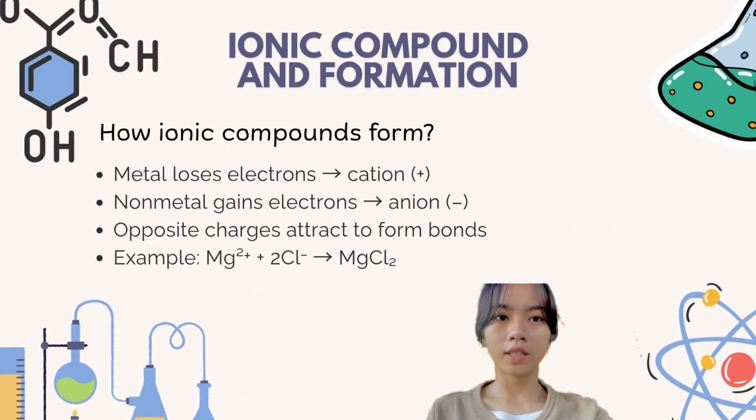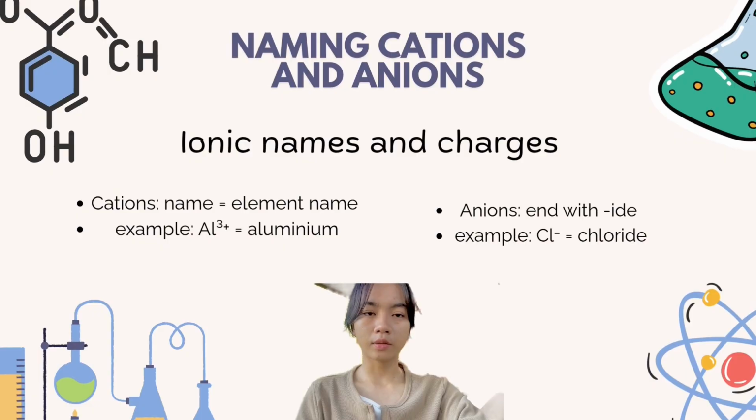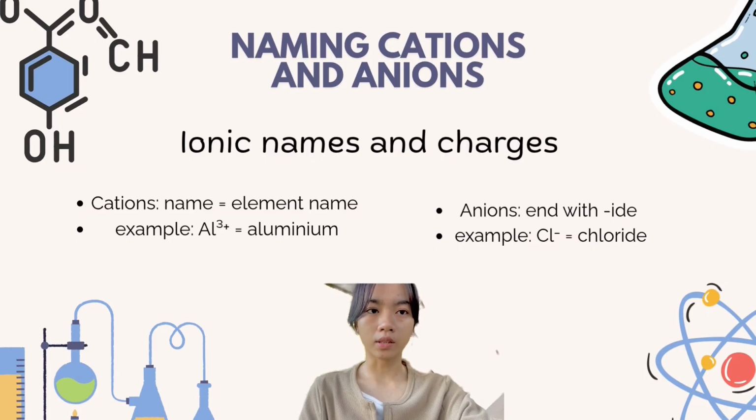Ionic compounds involve the transfer of electrons. Metals lose electrons to form cations, while non-metals gain electrons to form anions. Let's talk more specifically about ions. Cations have a positive charge and are usually metals. Their names stay the same as the element. You can see the example.